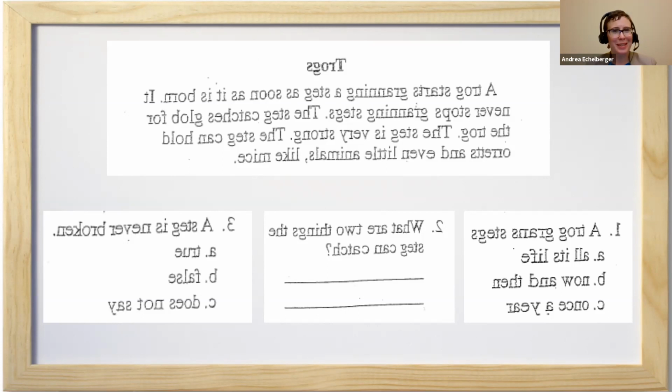All right, let's go over the answers. So number one, trog grand stags, the answer is A, all its life. Number two, what are two things a stag can catch? You can have a number of different answers. You could say glob, you could say orits, you could say little animals, or you could say mice, any two of those. And then the last one, a stag is never broken. That would be C, does not say. The paragraph doesn't tell us what it is.